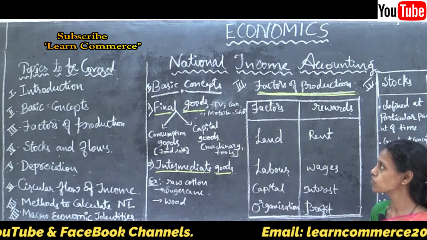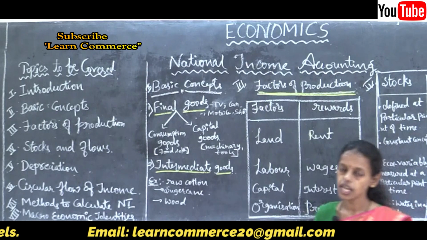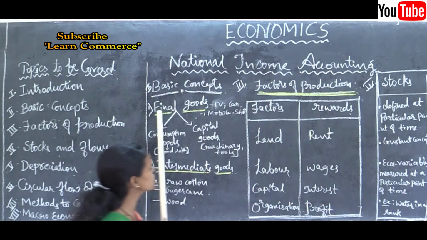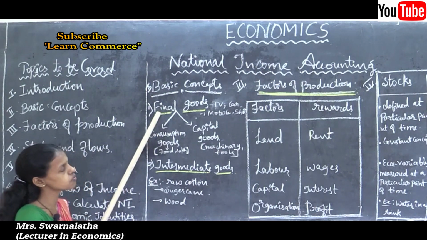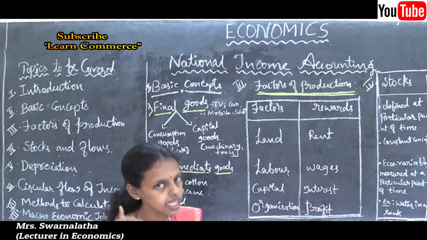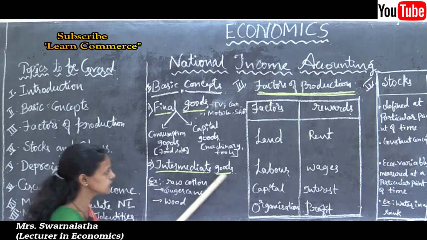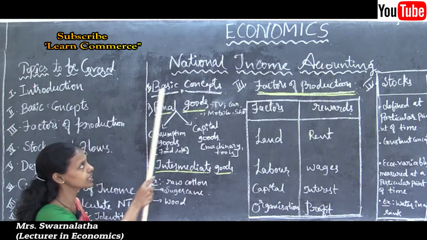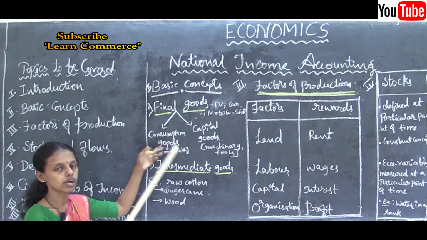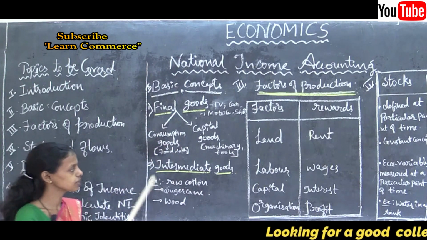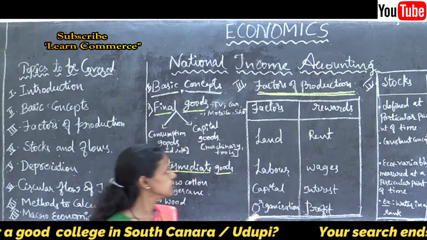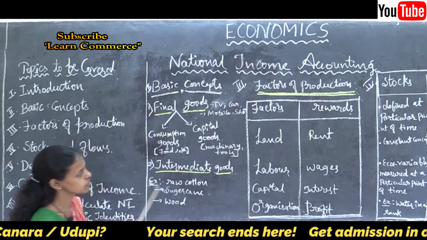macroeconomics. Why are these goods essential in national income accounting? While calculating the national income, we use only the money value of all the final goods and services produced in the country during the accounting year. Intermediate goods are never calculated separately, only the final goods, because the value of intermediate goods is included in the final goods itself. Understood?